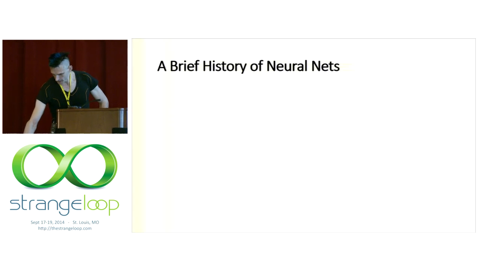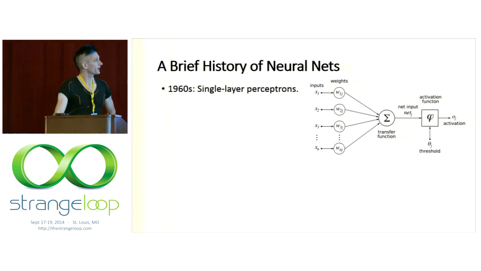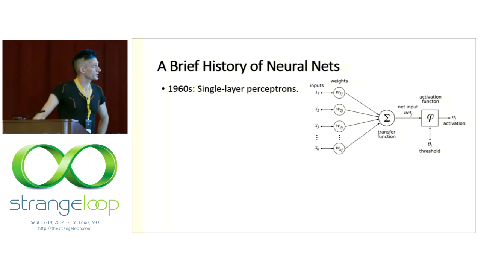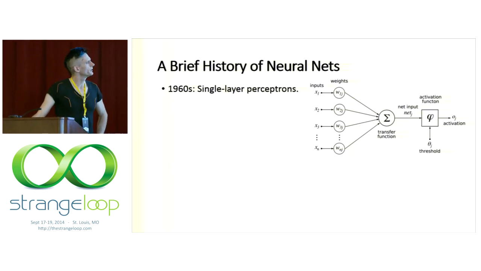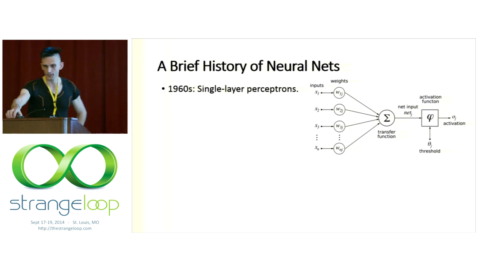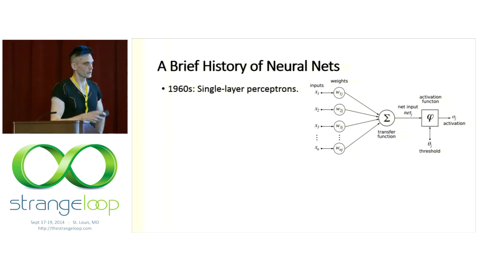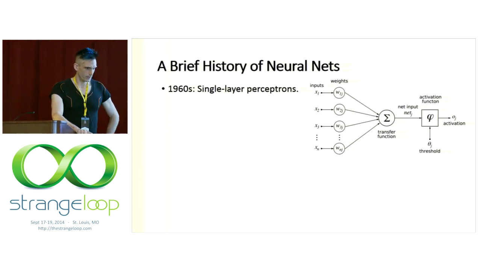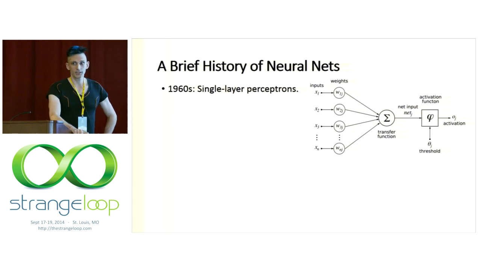So, a potted history of neural nets. I say 1960s here, but actually Frank Rosenblatt came up with the perceptron. I think there was a paper in 1957 that was his first introduction to the world of artificial intelligence and machine learning. It caused, at the time, a lot of excitement, which later on turned out to be ill-founded because the problem was more complicated than they imagined.